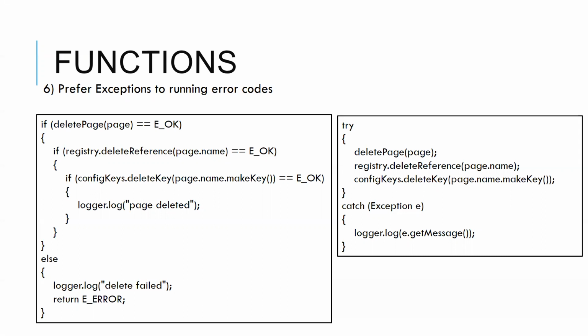But if you look at the same code written in a different style on the right hand side, all these three functions, delete page, registry, and config keys dot delete key, throw an exception if they are not successful. And you can catch that exception and log the message as to why deletion of the page was not successful.